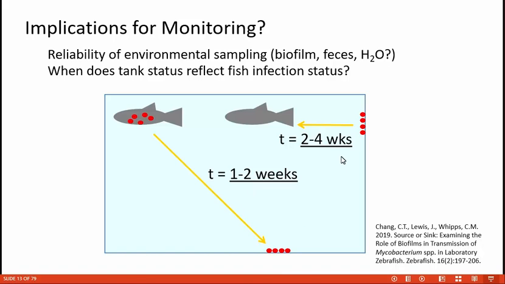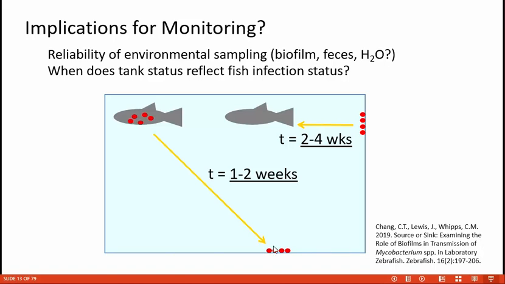This has a couple of implications. One is, if your tanks get really biofilmy, there's probably mycobacteria in there that are acting as a source of infection for your fish. And then, of course, the other way is you can use the biofilms to monitor for mycobacteria. It's really important, though, to remember mycobacteria, writ large, are ubiquitous in aquatic systems.